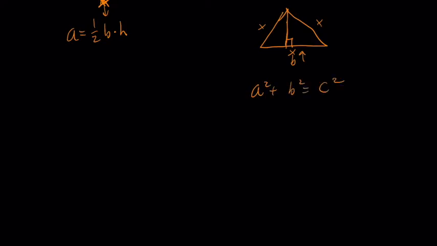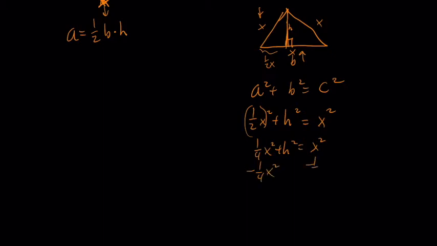So if it's equilateral, I'm cutting right down the middle. The length on this side is 1/2 x. So I have 1/2 x squared plus my height squared, this is going to be my height, equals my hypotenuse squared, that's x squared. So I've got 1/4 x squared plus h squared equals x squared. If I subtract 1/4 x squared from both sides, I get that h squared equals 3/4 x squared, and I can take the square root of both sides. So I get h equals the square root of 3 over 2 times x.